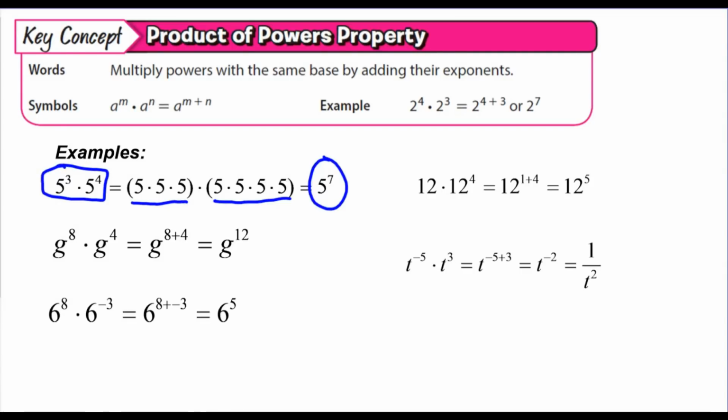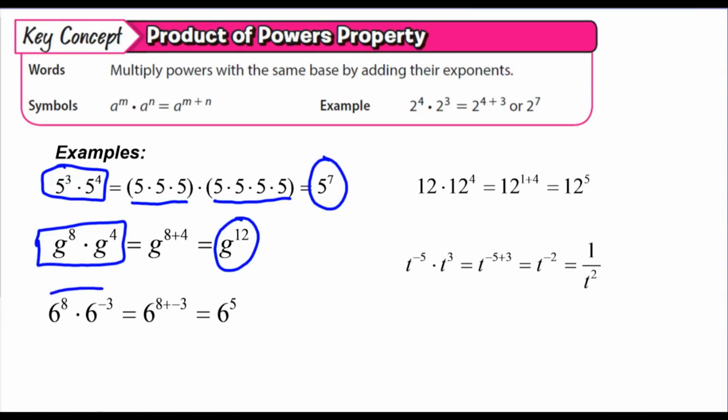I've got 3 5s multiplied by 4 5s. That gives me a total of 7 5s. So that's the product of powers property. Whenever you have the same base, all you have to do is add the exponents together to simplify that expression. So a few more examples here. I've got g to the 8th power times g to the 4th power. Well, I have 8 g's multiplied by 4 g's. That's a total of 12 g's that are being multiplied. So that would be g to the 12th power, according to the product of powers property.